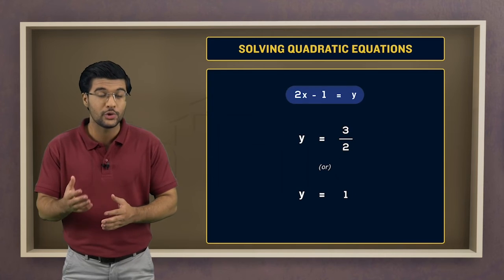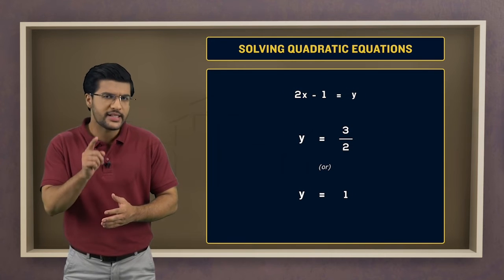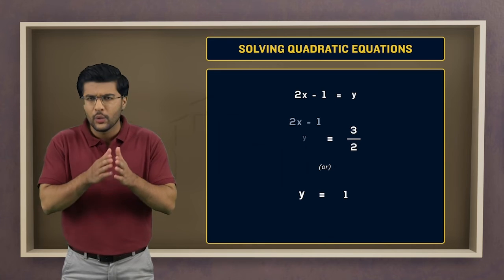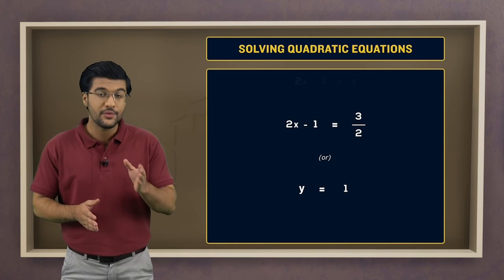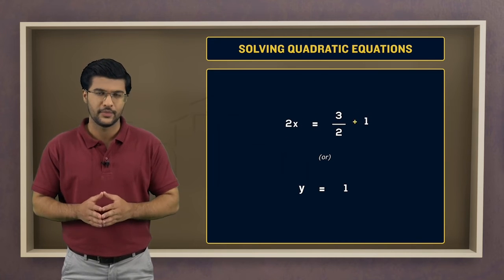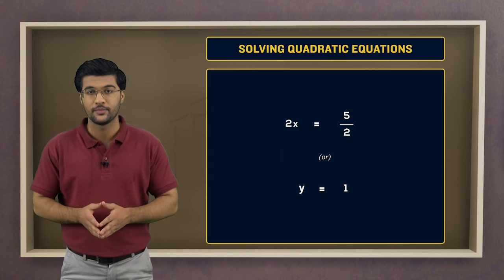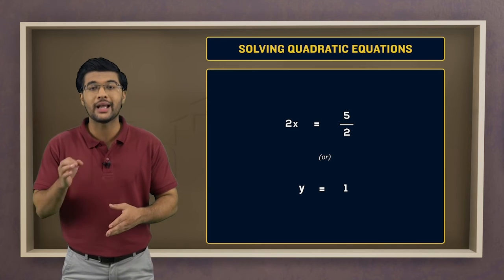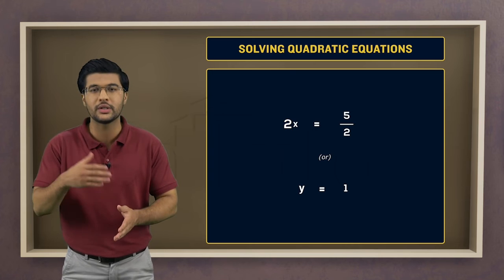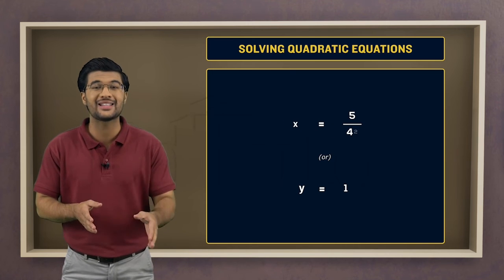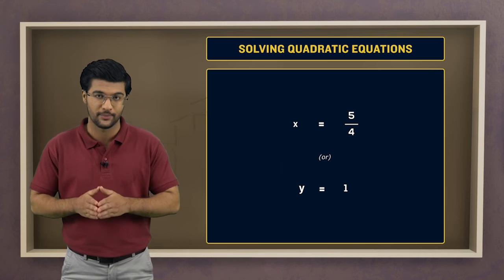Remember what we actually set out to find? This x. So substitute the values of y here, one by one. Shift 1 on the right side. It adds with 3 upon 2 to get 5 upon 2. At last, isolate x by shifting this 2 to the right side. It will multiply in the denominator to give x is equal to 5 upon 4.